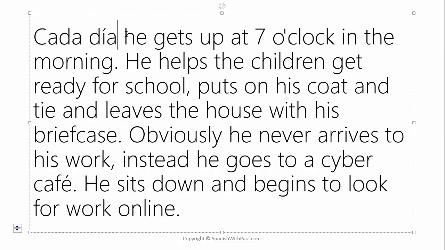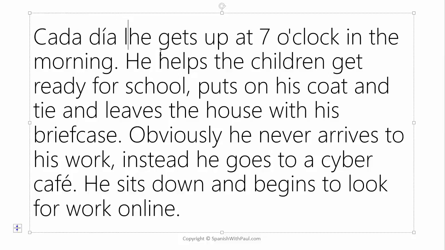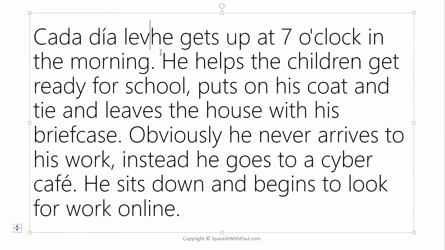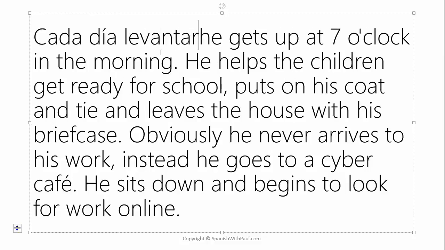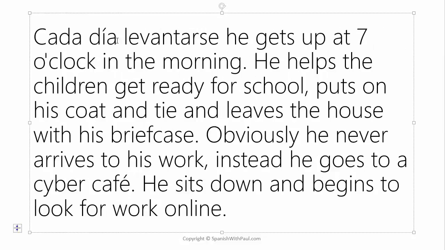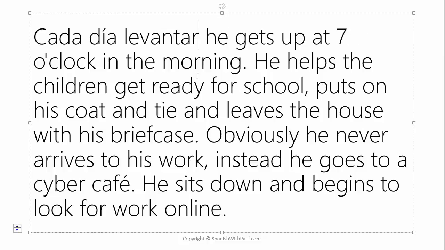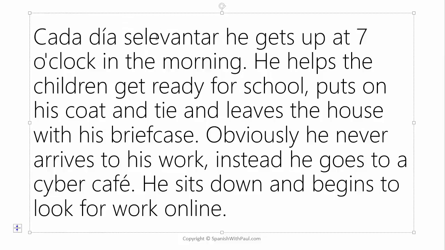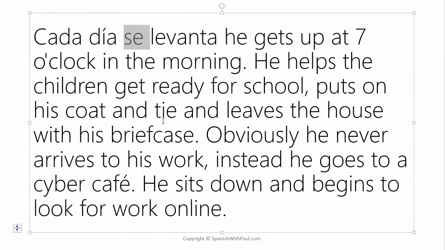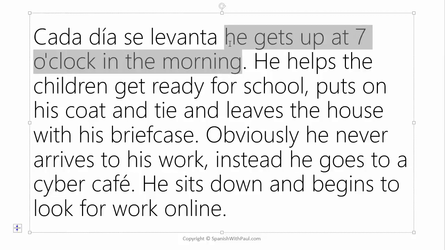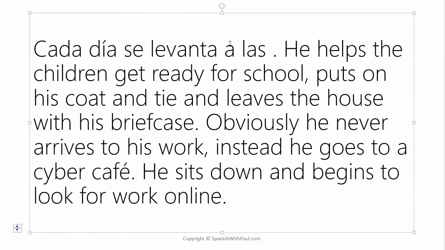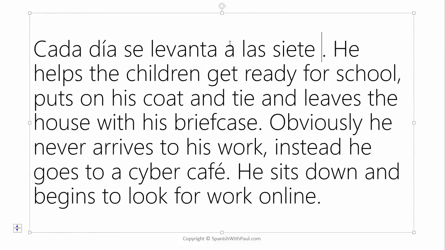To get up, the verb is levantarse, like to levitate reminds you of that word, right? And it's used reflexively. So we have levantarse is to get up. So he gets up would be this se for himself, right? So se levanta. Literally, he gets himself up. Se levanta at 7 o'clock in the morning. So it would be a las 7 en la mañana.